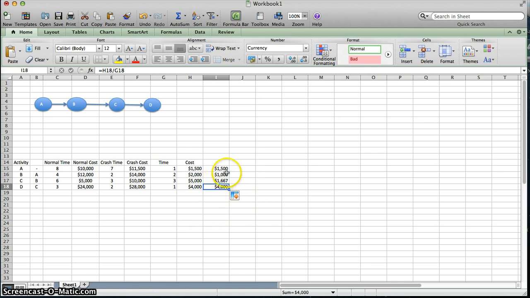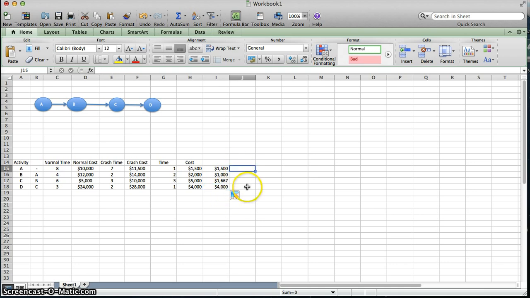So 1 day is 1,500 for activity A. 1 day is $1,000 for activity B. Now we can crash it 2 days. So we can crash it 1 day, and if we need another day, we can crash it again. Activity C is $1,667 per day, and activity D is $4,000. So now we have comparison.